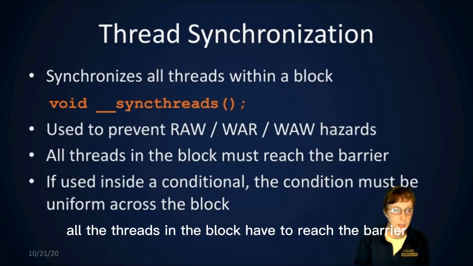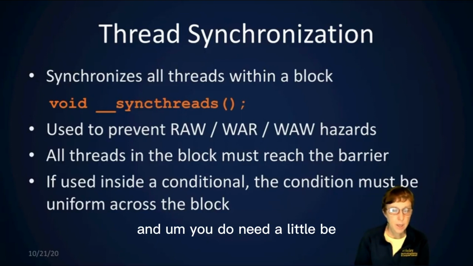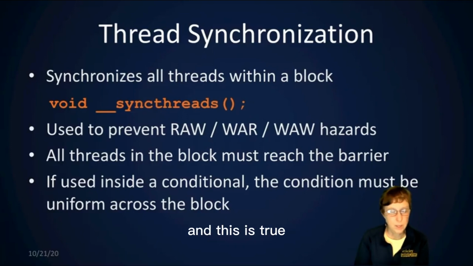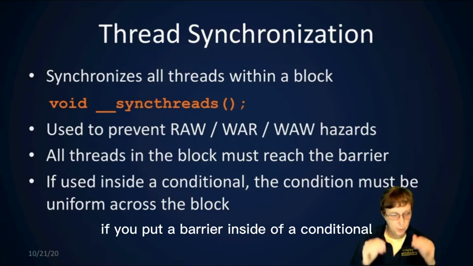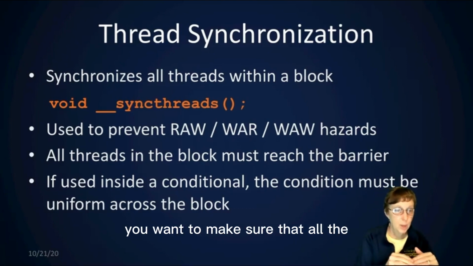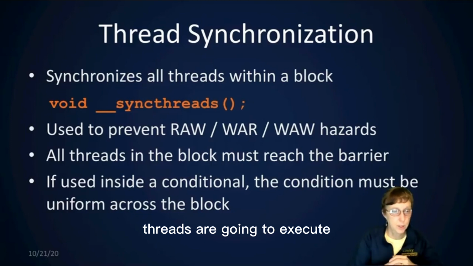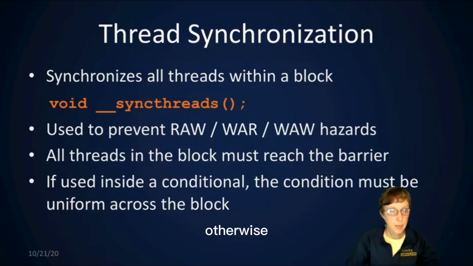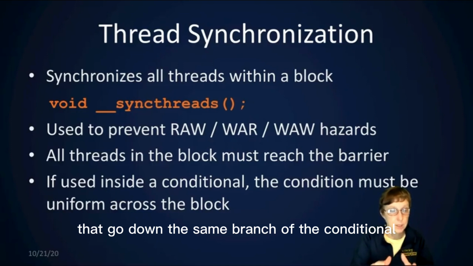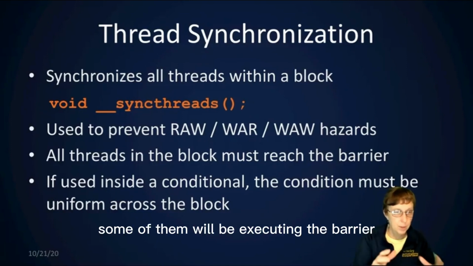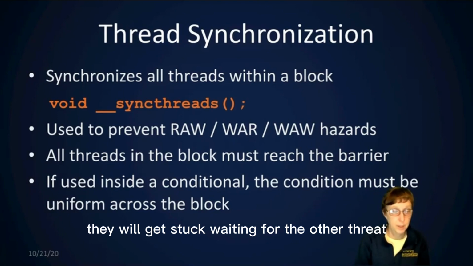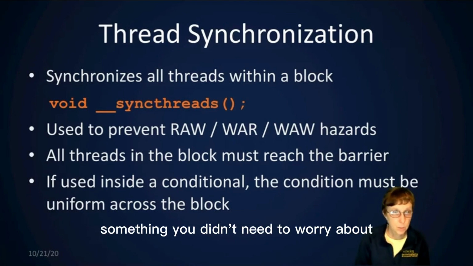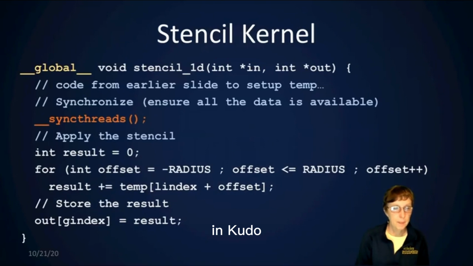So all the threads in the block have to reach the barrier, and you do need to be a little bit careful that if you stick one of these barriers, and this is true, by the way, of barriers in general in any of the parallel programming models we look at, if you put a barrier inside of a conditional, you want to make sure that all the threads are going to execute that conditional. Otherwise, some of them will be executing the barrier and the others will not, and they will get stuck waiting for the other threads. So at least that's something you didn't need to worry about in CUDA.